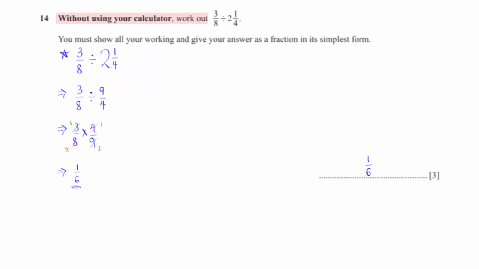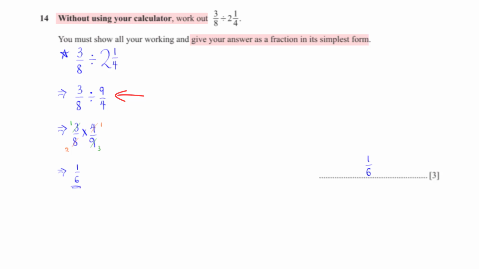Without using your calculator, work out 3/8 divided by 1 and 1/4. You must show all your working and give your answer as a fraction in its simplest form. In the first step, we convert the mixed fraction 1 and 1/4 into an improper fraction. And so 4 times 2 gives us 8 plus 1 gives us 9 divided by 4. So we have 3/8 divided by 9/4.